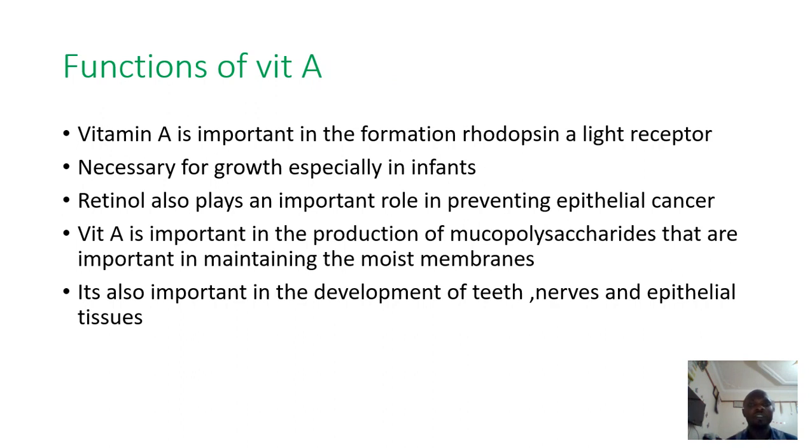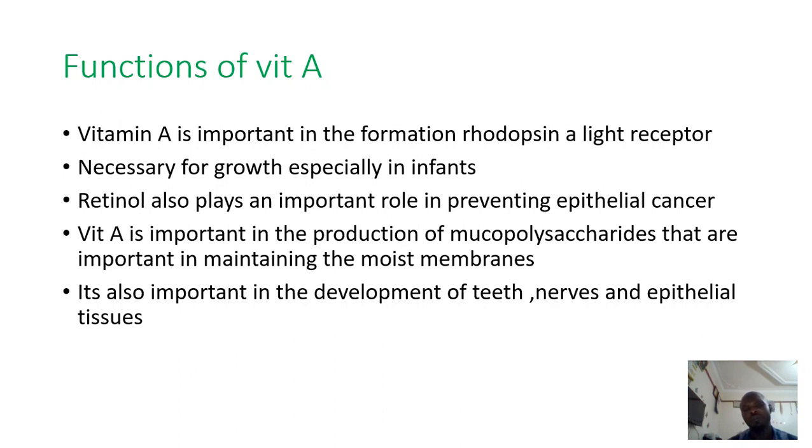Then lastly, we can look at the functions of vitamin A. Vitamin A is important in the formation of rhodopsin. Rhodopsin, that is a light receptor, and maybe what I need to tell you is that the cycle begins with the light entering the eyes and then striking the rhodopsin molecules, and then as the pigment absorbs the light energy, retinol dissociates from opsin, and in the process a nerve impulse is generated and sent to the brain via the optic nerve. So the person is able to see after the regeneration of the opsin and then the rods.